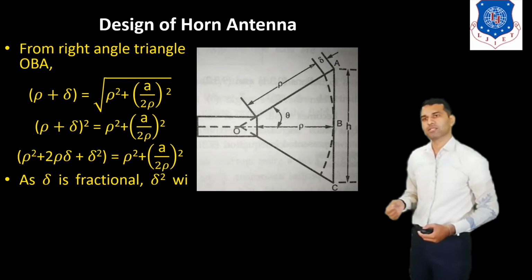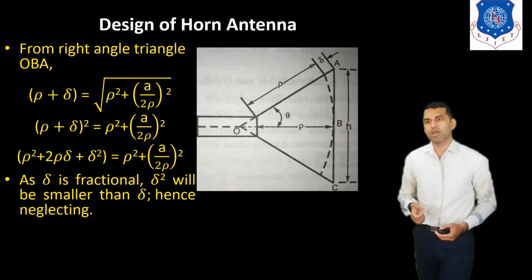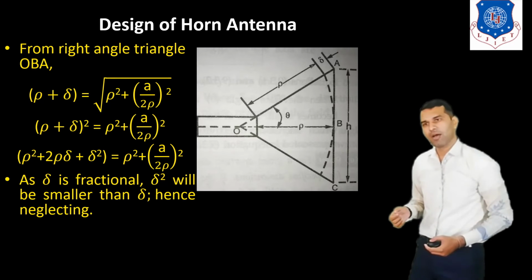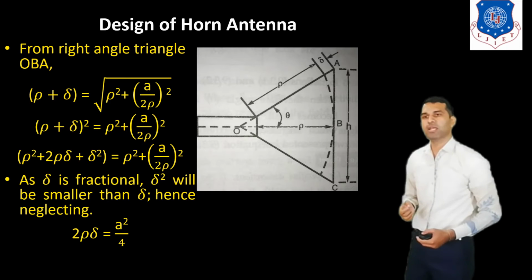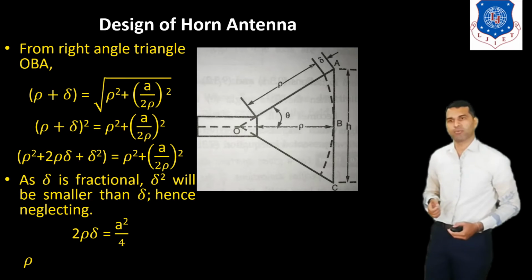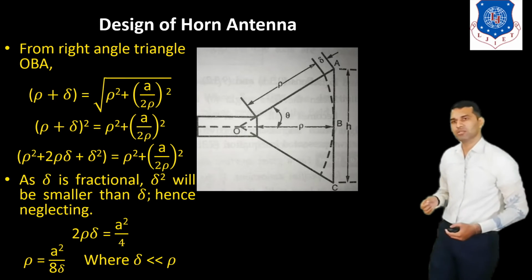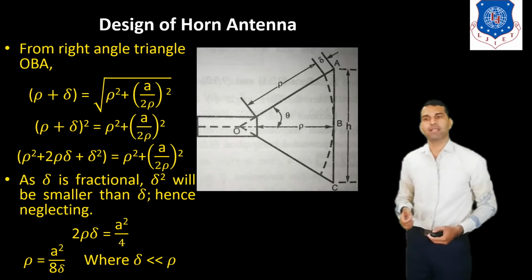As delta is a fraction, delta square will be smaller than delta, hence we neglect it from this equation. So simply we can write this as 2 rho delta is equal to a square by 4. And from this we can write rho is equal to a square upon 8 delta.